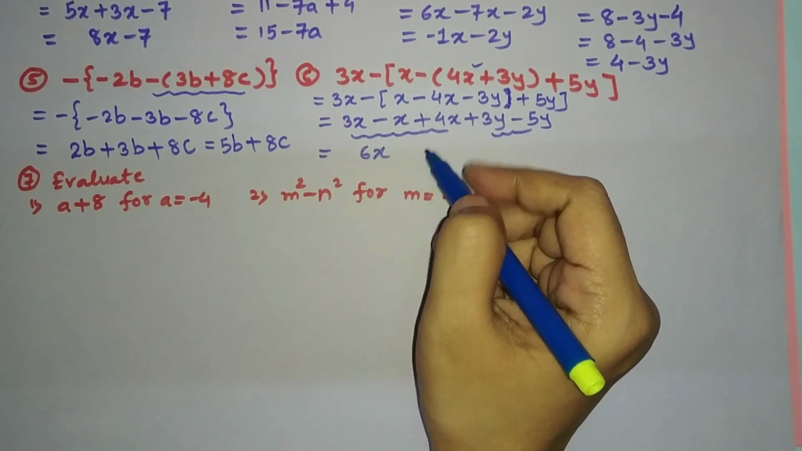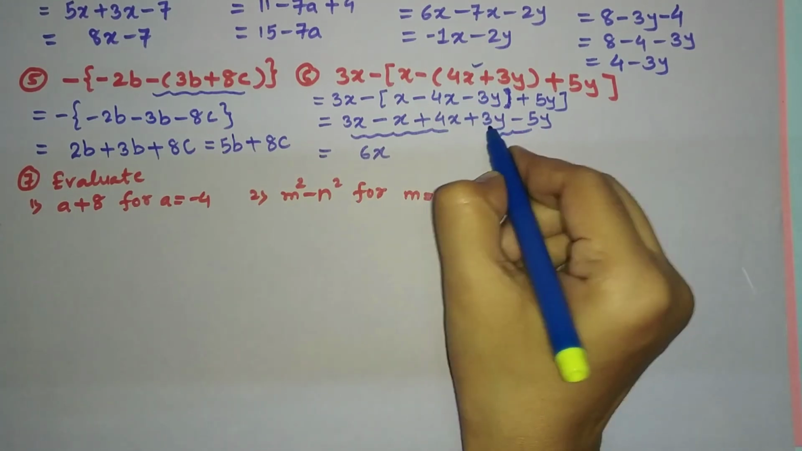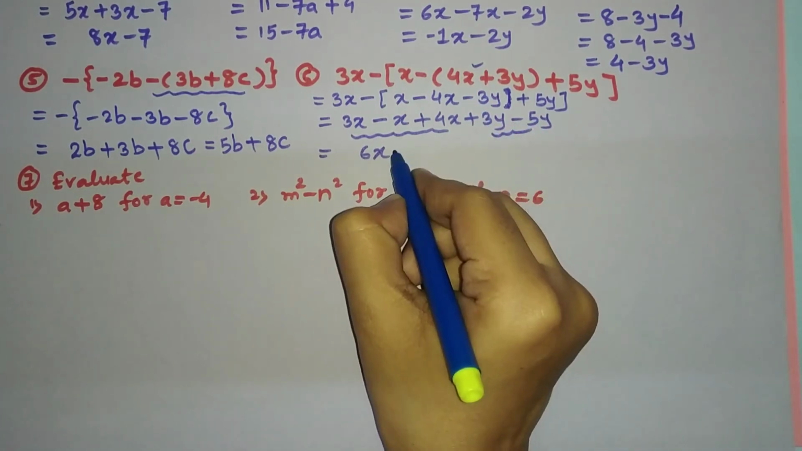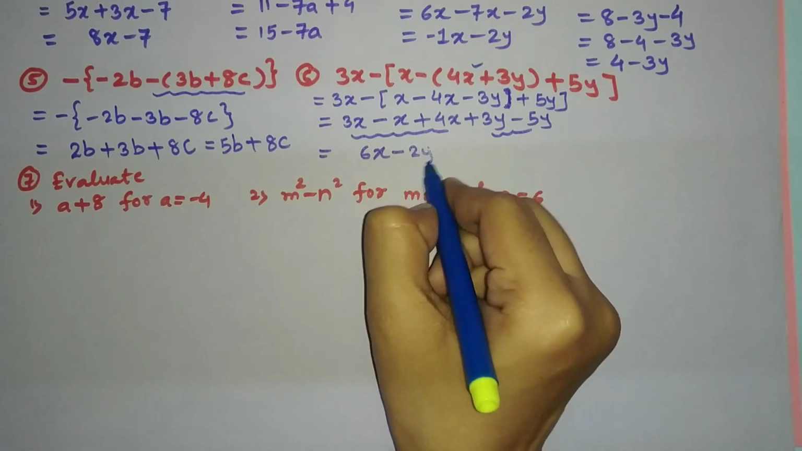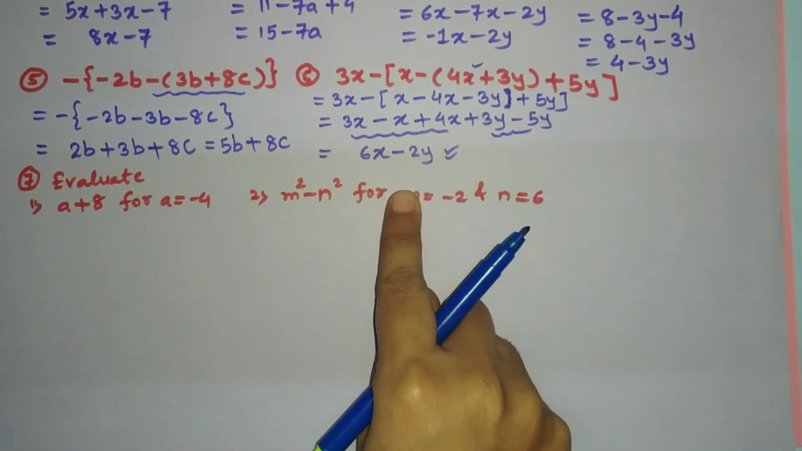This step you have to do mentally. Now 3y minus 5y. 3 minus 5 will give a minus 2y. So this is the final answer.